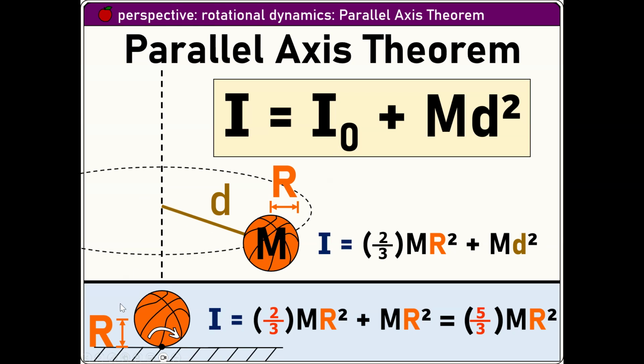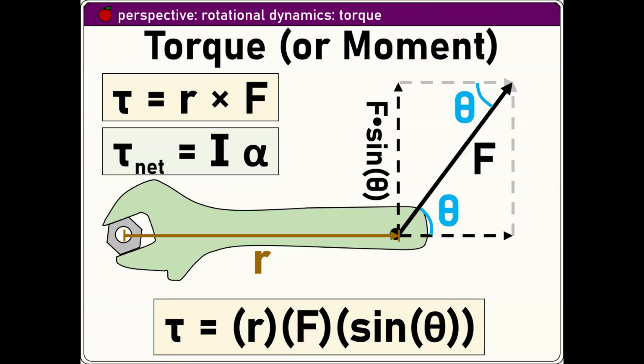So for example, if the ball is rolling across the floor, you say 2/3 mr squared straight off the table. You add md squared, but now this d is r because it's rolling on its own edge. It works out to a little bit more inertia than just the straight off the table value. You guys see that too?